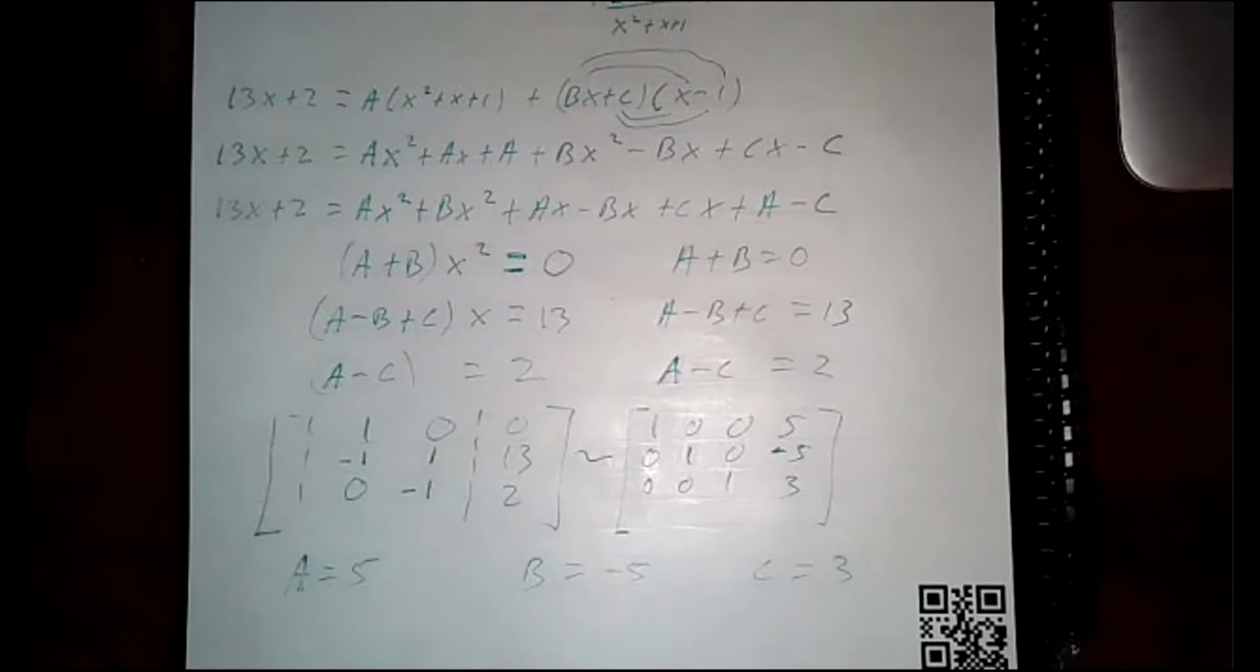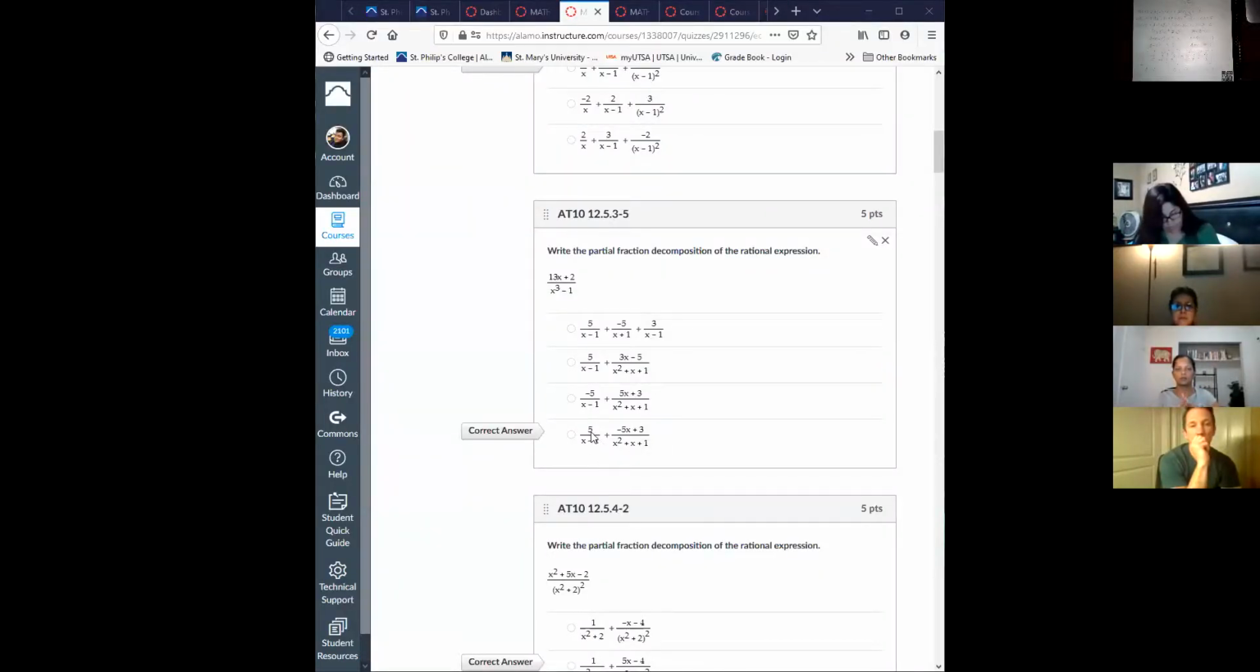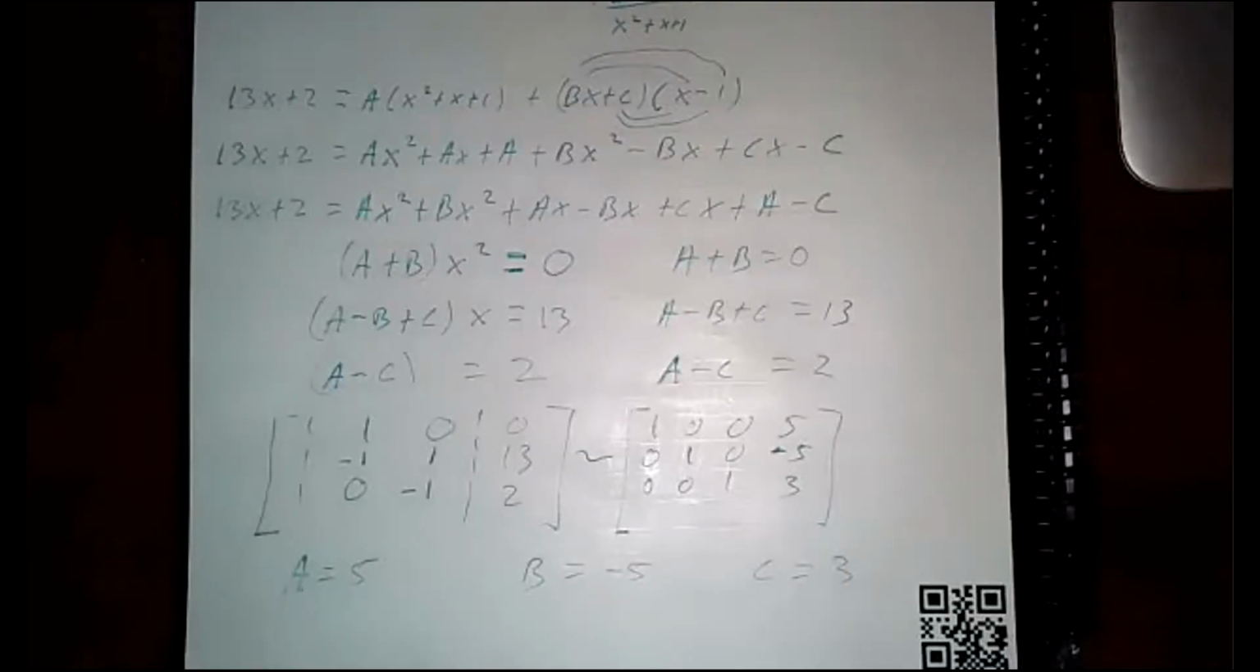And let's see if that's right. Go check. Yeah, A was 5, right? B is -5, and C was 3. Yeah, we got it. Cool. So I'll make sure you're able to use that calculator, or if you want, I think I showed you how to do it on your graphing too. So it's up to you.